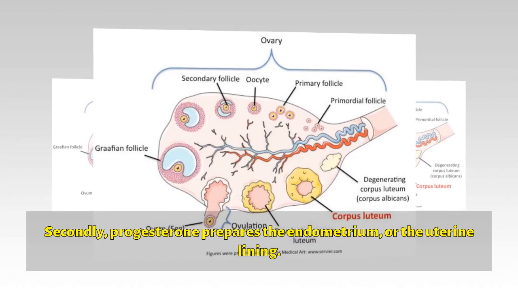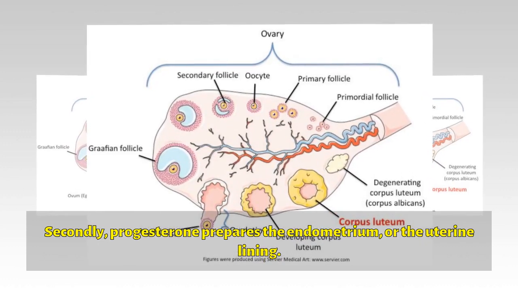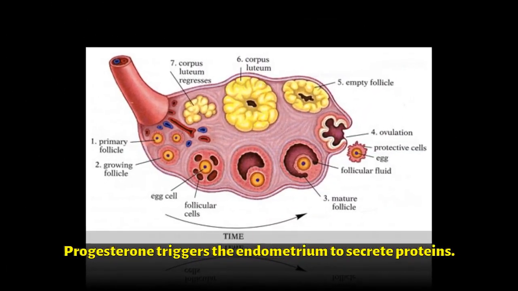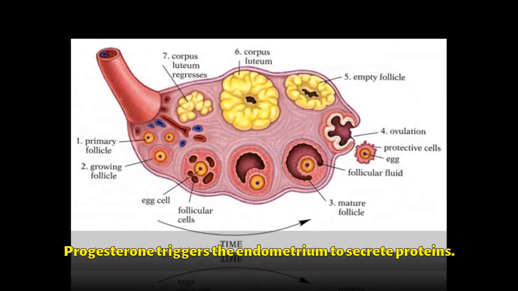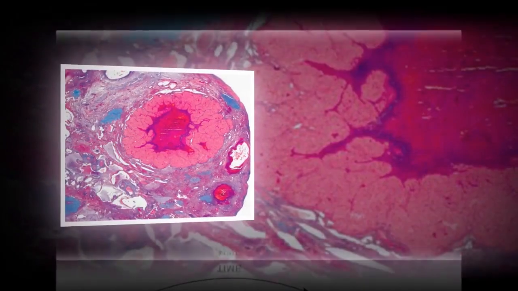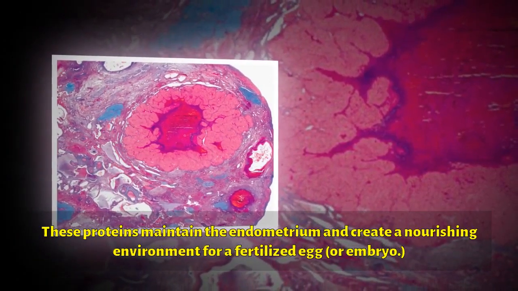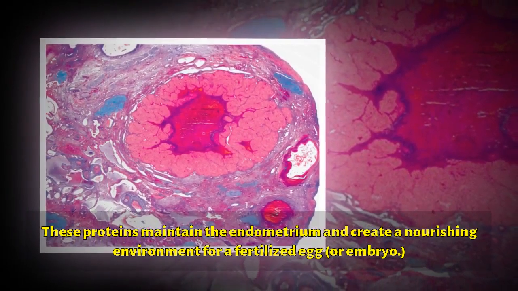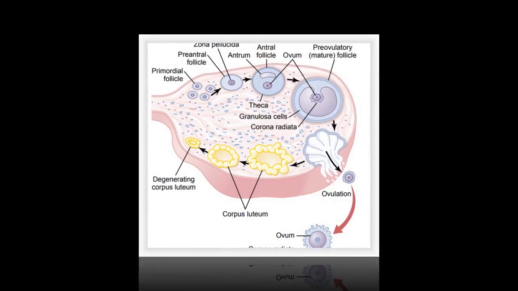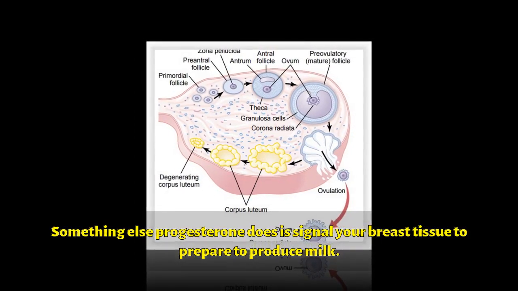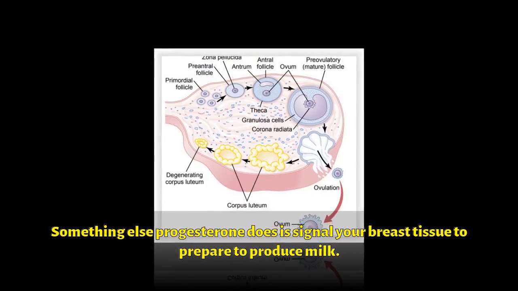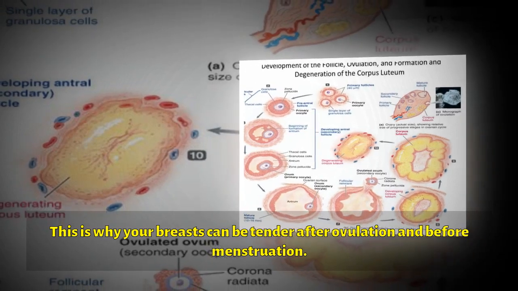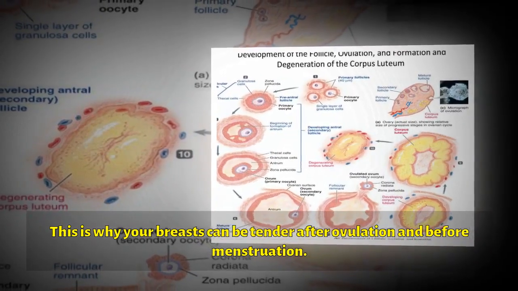Secondly, progesterone prepares the endometrium, or the uterine lining. Progesterone triggers the endometrium to secrete proteins. These proteins maintain the endometrium and create a nourishing environment for a fertilized egg, or embryo. Something else progesterone does is signal your breast tissue to prepare to produce milk. This is why your breasts can be tender after ovulation and before menstruation.